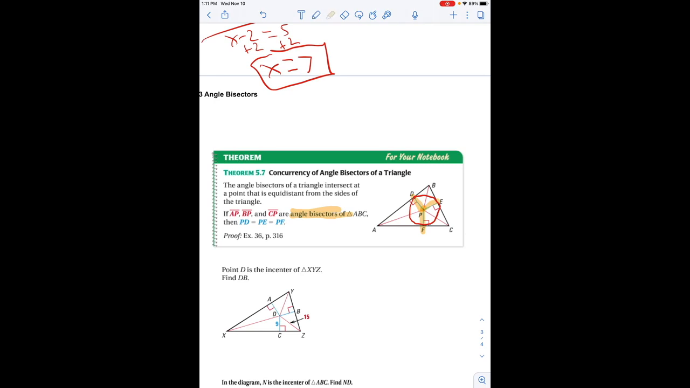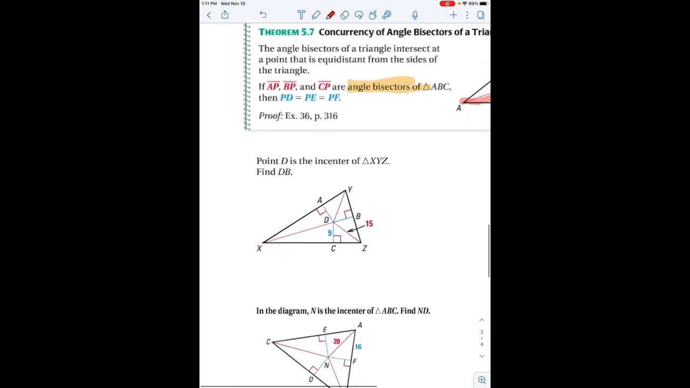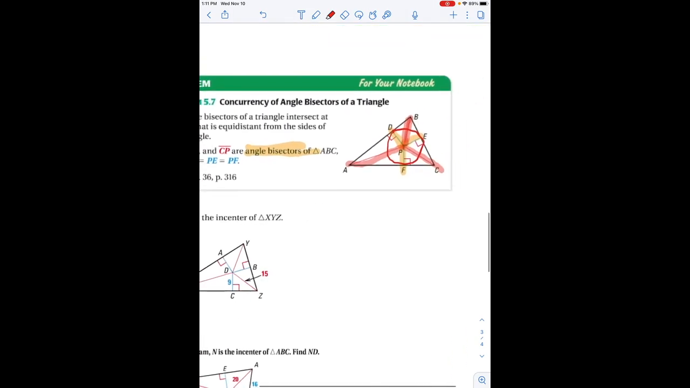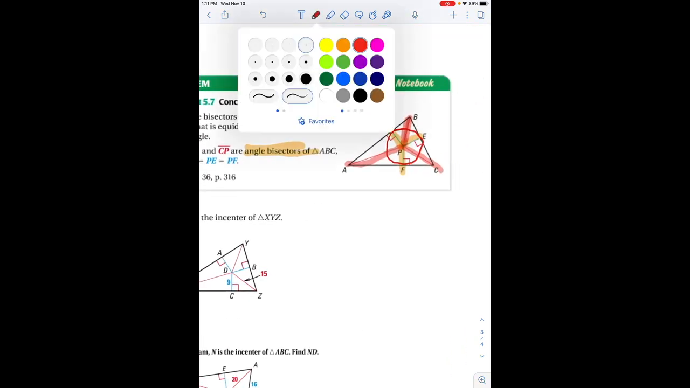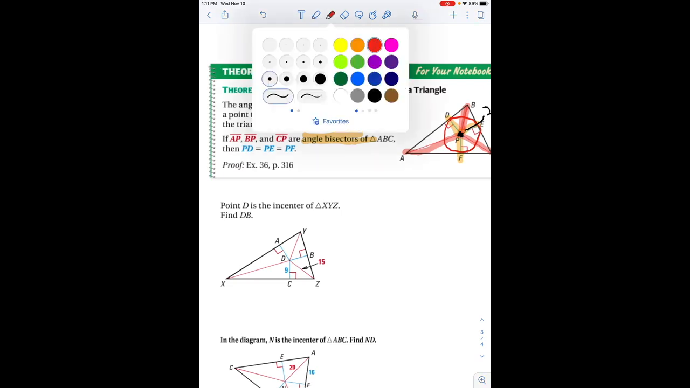Note, the angle bisectors are not congruent. So these red lines right here are not the congruent lines, and it kind of looks like that, but you can see those aren't all the same distance. However, the blue lines are the same. And so this point that we found right here is called the incenter. So point D is the incenter of XYZ.